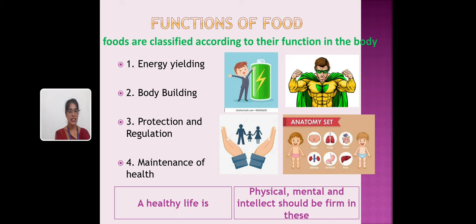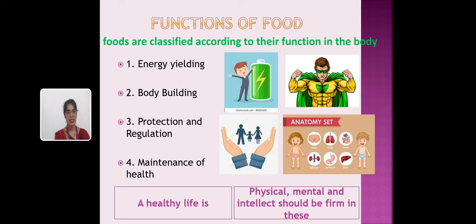And next one is body building. These are foods rich in protein. Protein has all the essential amino acids in correct proportion for the body tissues.